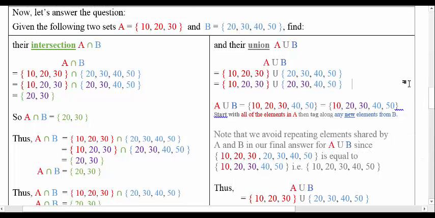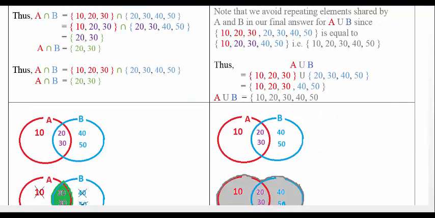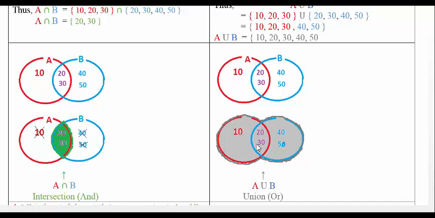So just recall this technique. When you have to unite two sets, just start with one set and tag along anything new that the other set has to offer. Now a visual representation is mentioned below. If you want to find A union B, it's just a little MasterCard symbol. Everything you see that's in the gray shading has in it 10, 20, 30, 40, 50.